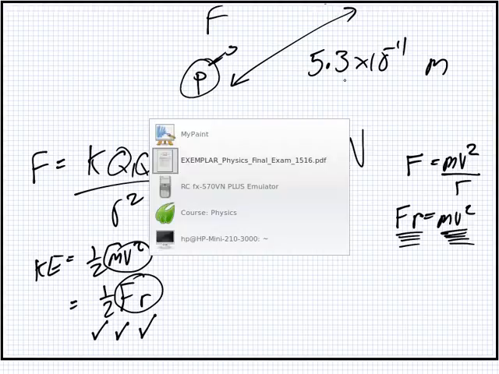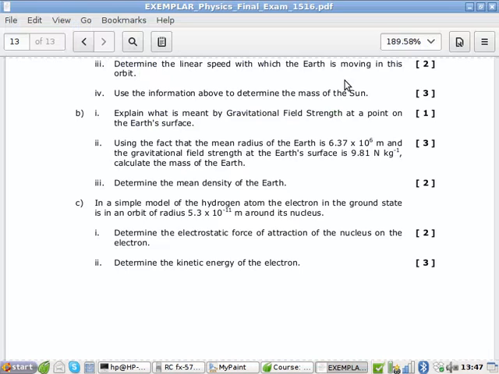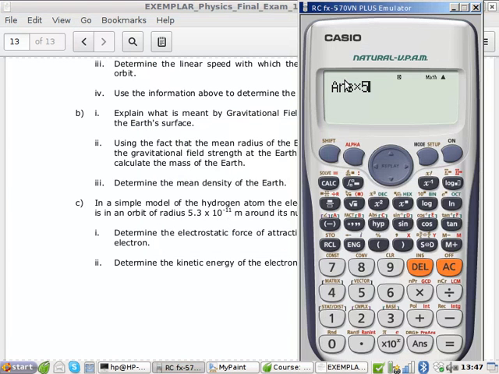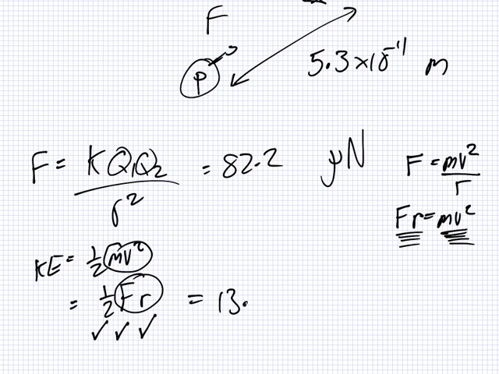So, this number I still have it on my calculator. Multiply by a half, multiply by the radius. And the radius is 5.3 times 10 to the minus 11. That is a small kinetic energy. I think I'll put it into electron volts. Yeah, 13.6 electron volts. If they don't care about the unit, they don't care about the unit, so you can use whatever unit you like.